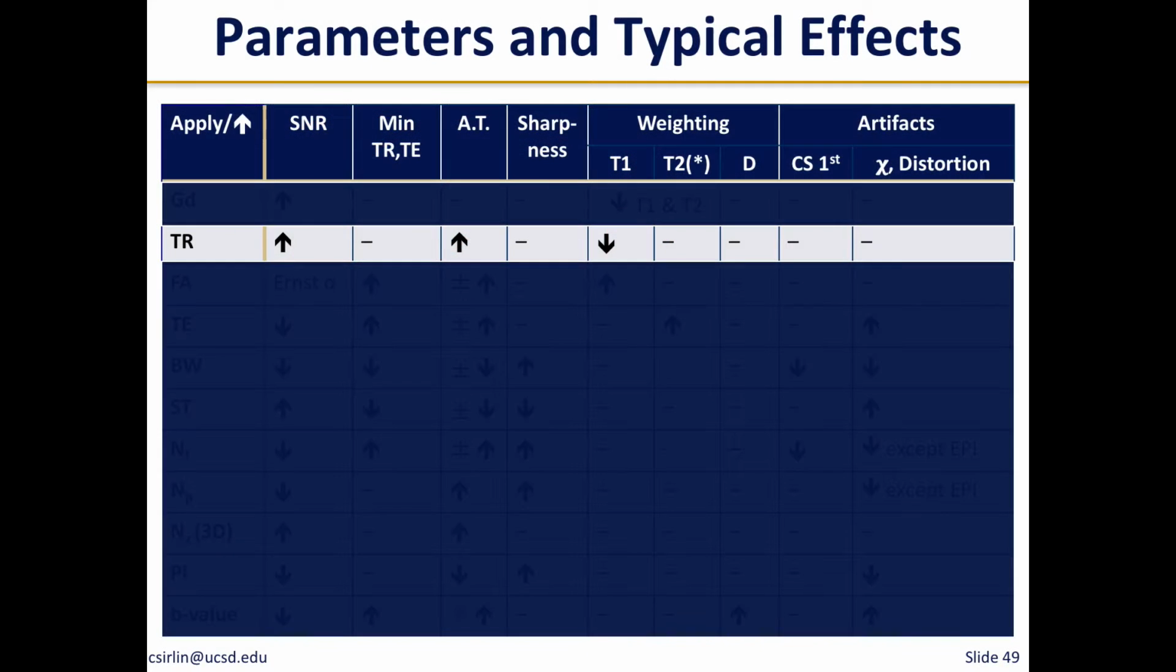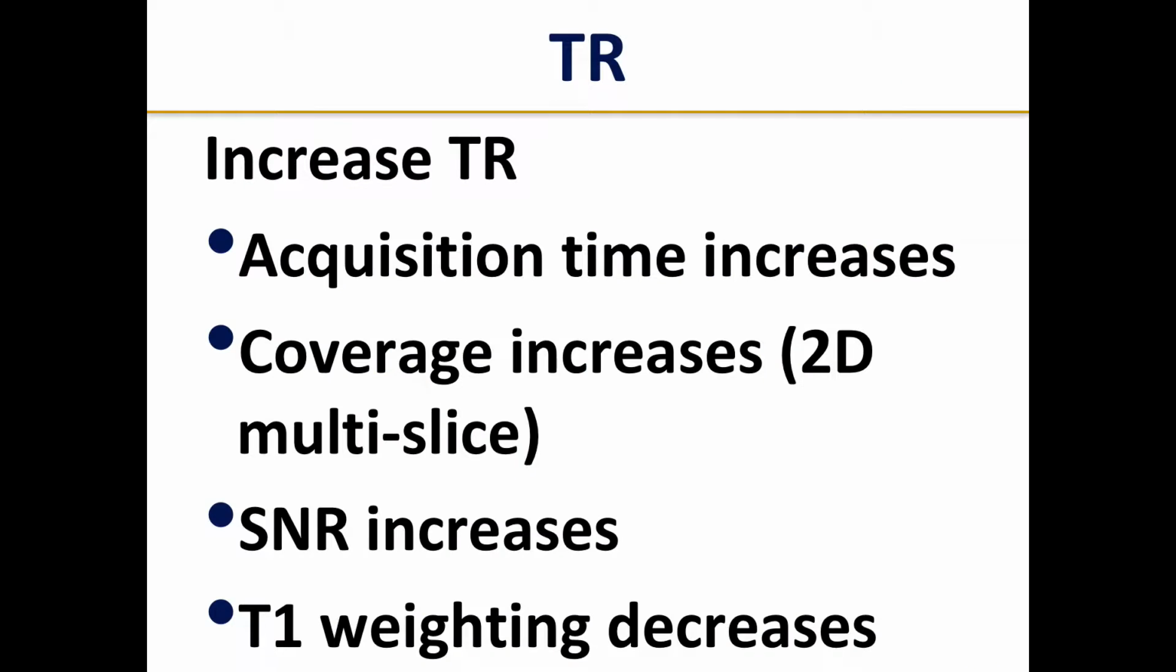T1 weighted sequences. Okay, let's talk about TR. Increasing the TR increases the signal to noise, increases the acquisition time, decreases the T1 weighting. In addition, with increased TR, you can increase your coverage, assuming you're doing 2D multi-slice images.